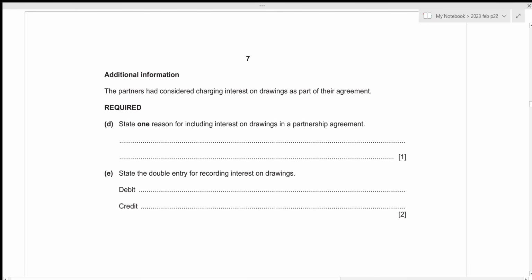The partners had considered charging interest on drawings as part of their agreement. Now we need to state one reason for including interest on drawings in a partnership agreement. The interest on drawings will basically deter a partner from making any excessive drawings, because if he takes a large amount from the partnership, he will need to pay back a higher amount as part of the interest on drawings, right? So we can write it down. Interest on drawings will deter a partner from making excessive drawings.